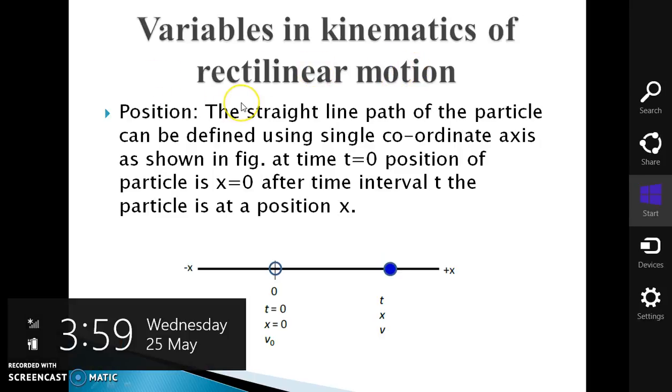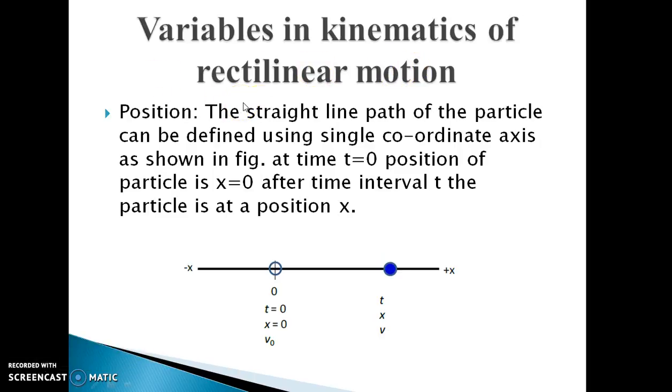Position. The straight line path of the particle can be defined using a single coordinate axis as shown in the figure. At time t equal to 0, the position of the particle is x equal to 0, but after time t, the particle is at the position x. So this 0 and x represent the position of the particle.